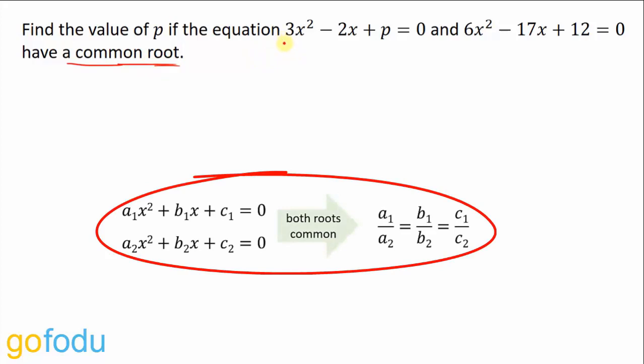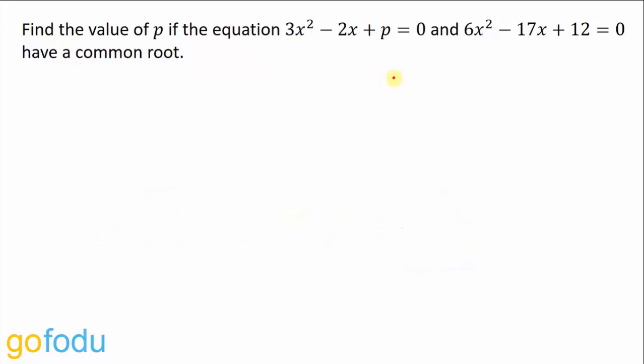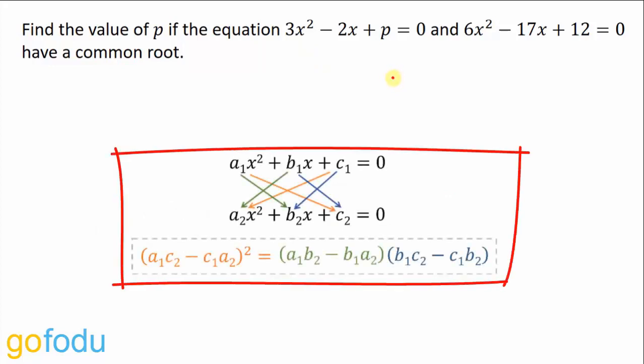That is pretty easy to check. 3 upon 6 will be equal to minus 2 upon minus 17 is equal to p upon 12. So 3 upon 6 is not equal to minus 2 upon minus 17. This is absurd. So this is not possible. Now we will start with the condition for one root common.